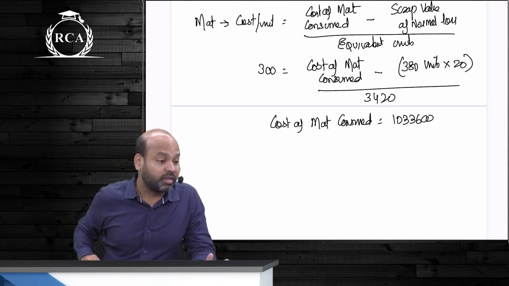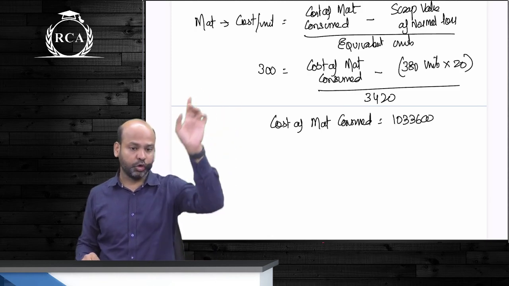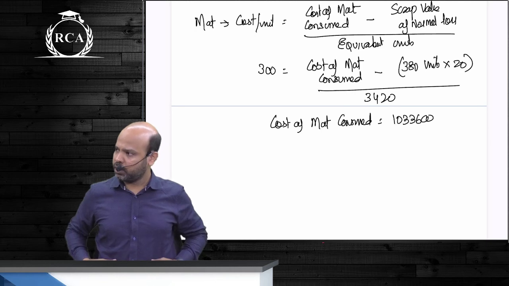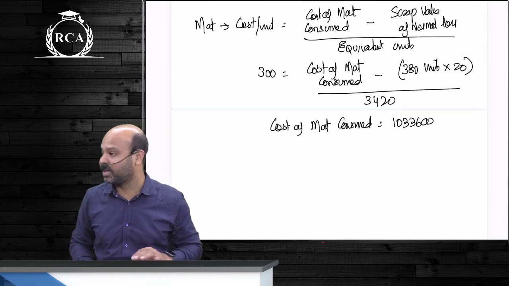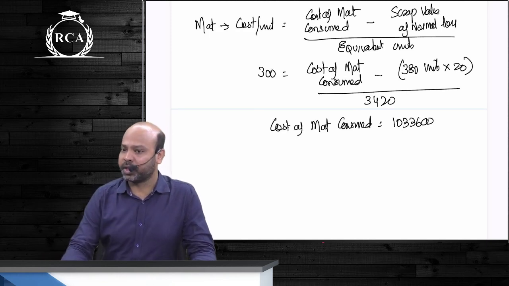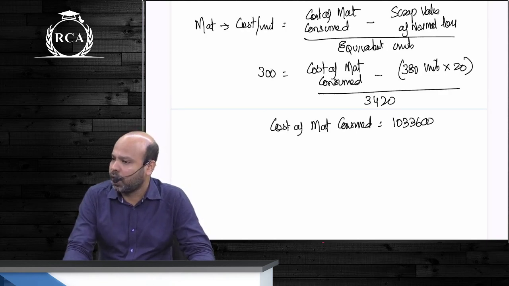Fourth bit, look, beta: what is the value of labor and overhead in closing work in progress? You have to take equivalent units of closing work in progress of labor and overheads and multiply by cost per unit. 20 into 200, 4000; 10 into 160, 1600. Did you all get value of materials consumed, guys? It's 10,33,600. What happened? Any doubt?